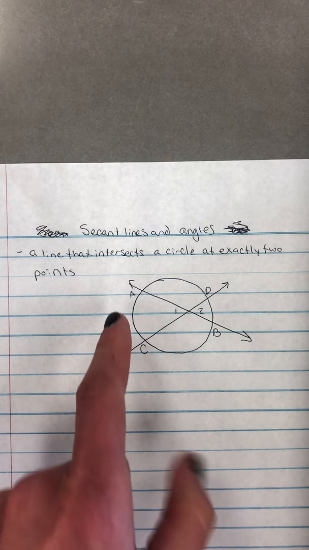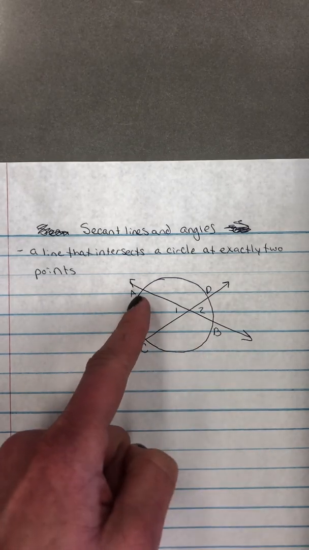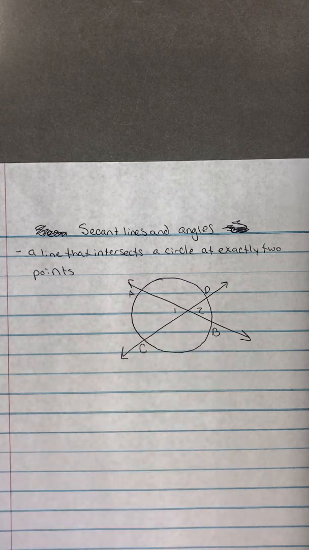And here's an example. AB is a secant line because it only crosses at point A and B, and line CD, again, is a secant line because it only crosses at point C and point D. Now we have 2 secant lines in this figure.